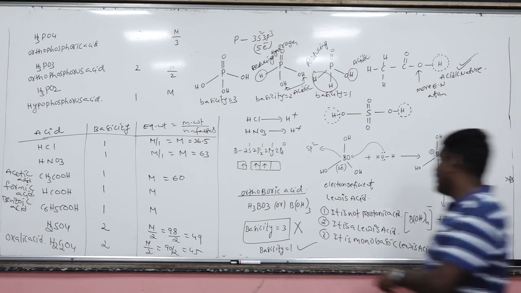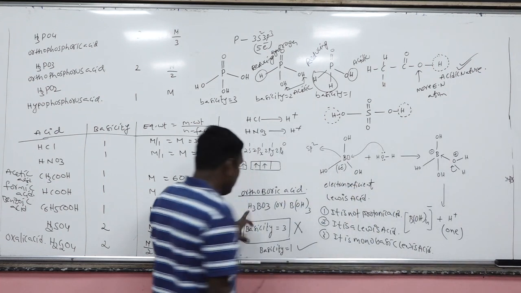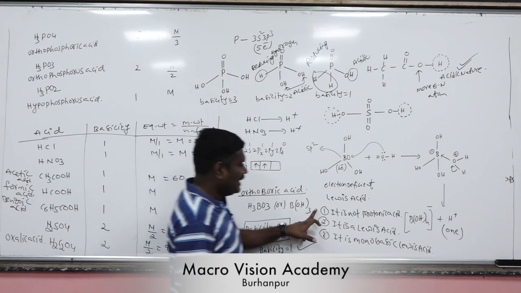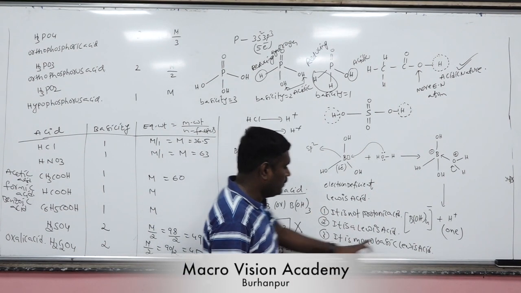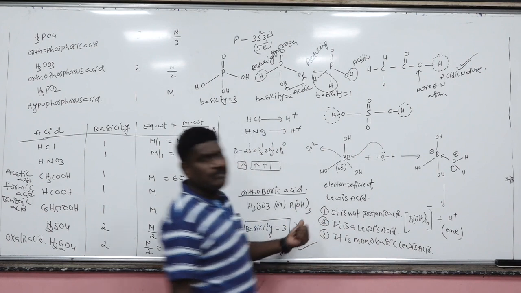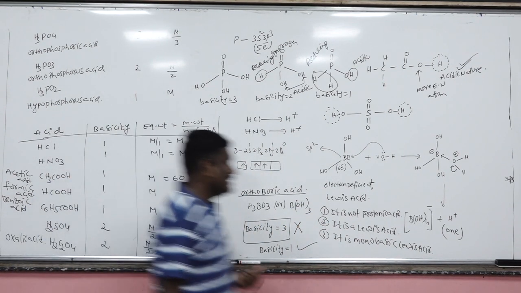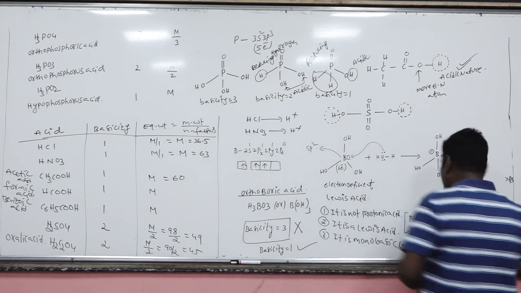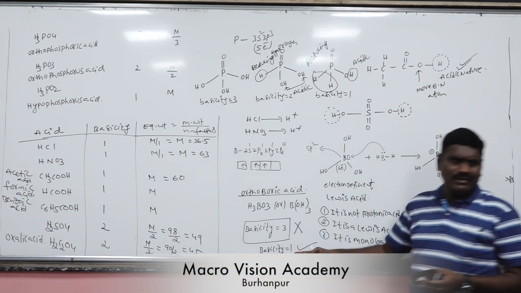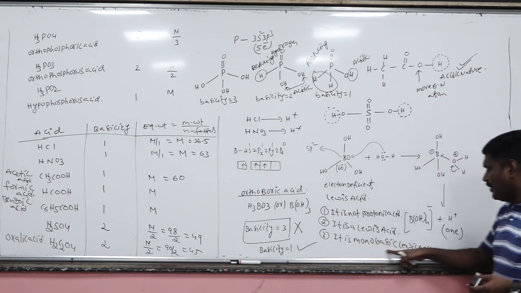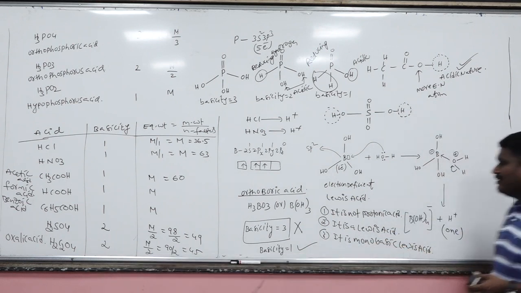So it is not a protonic acid. Of course, if it were a protonic acid, then the basicity would be 3. It is not a protonic acid. It is a Lewis acid, and that too a monobasic Lewis acid. It is a very important question in competitive examinations. Okay. Once again, what is the basicity of boric acid? 3 or 1? 1, because it is a monobasic Lewis acid.